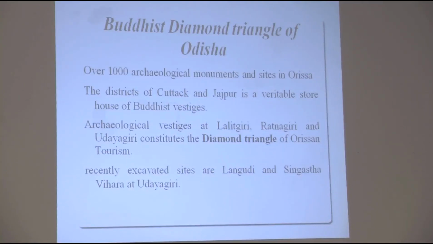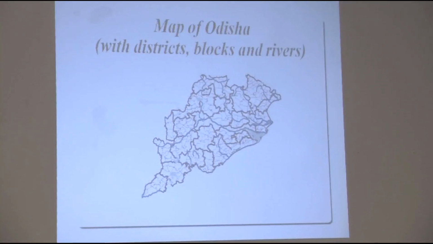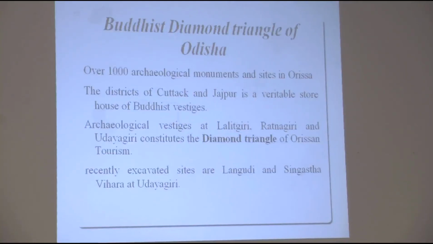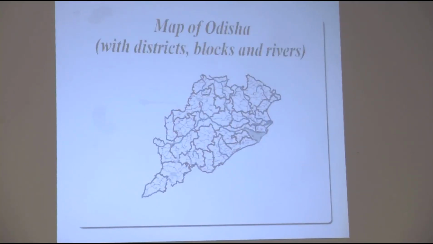Three sites, Lalitgiri, Ratnagiri and Udayagiri, constitute the diamond triangle of Odisha tourism, and the latest excavated site is Langudi, which was excavated from 1999 to 2003, and in 2004 it was taken over by the ASI for development and maintenance. We have prepared a documentation format for the documentation of these sites. Let me show some of these sites.